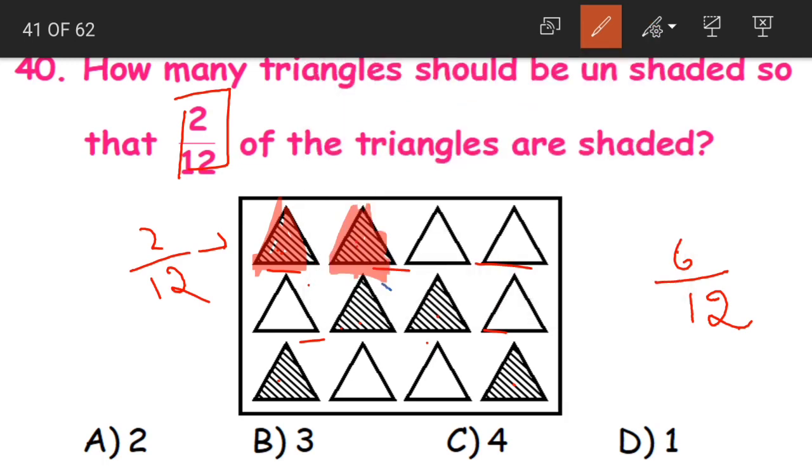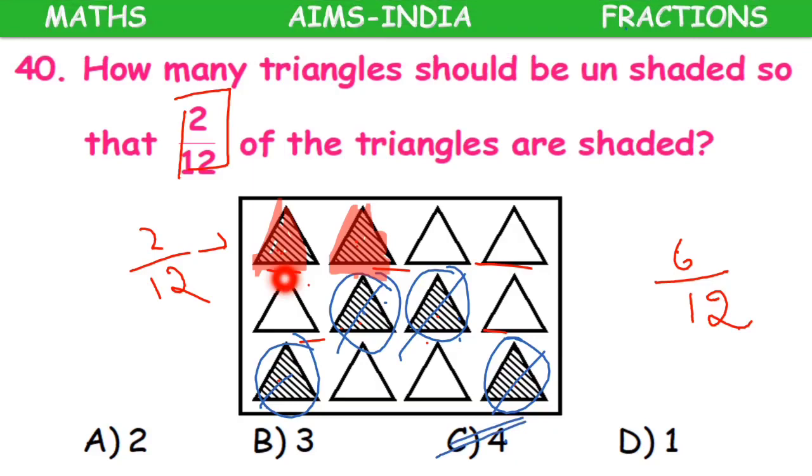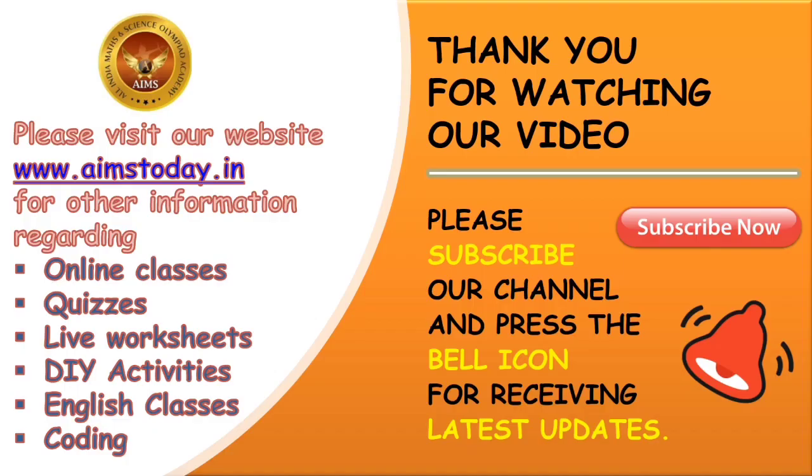Now what are the extra triangles we have? 1, 2, 3, 4. So we have to unshade. That means we have to erase the color that we have done. So how many triangles should we unshade? 1, 2, 3, 4. Option C, 4 becomes our correct answer. Understood, children? We want only 2, but here we are having 6. So these extra 4 should be unshaded.